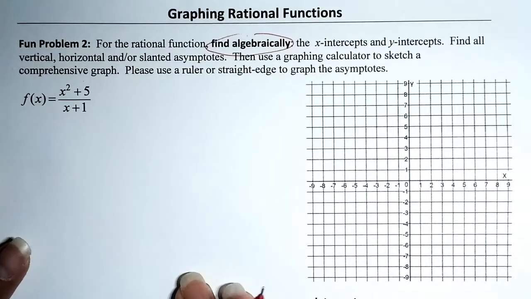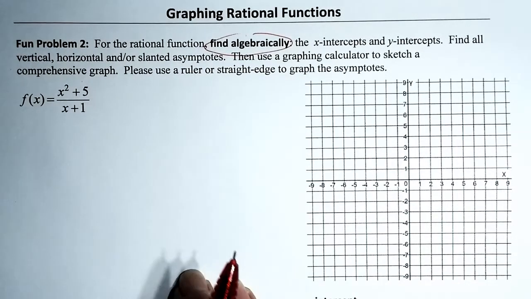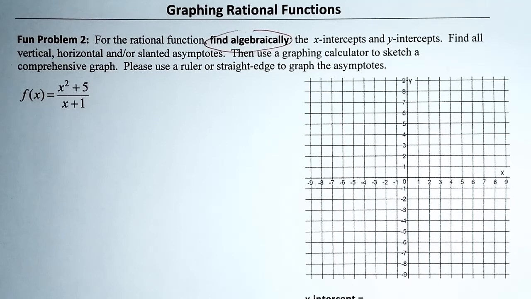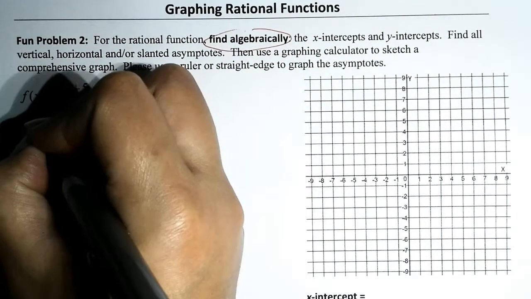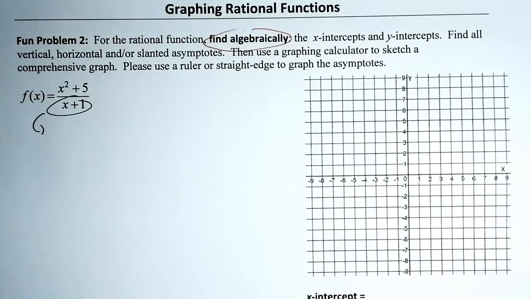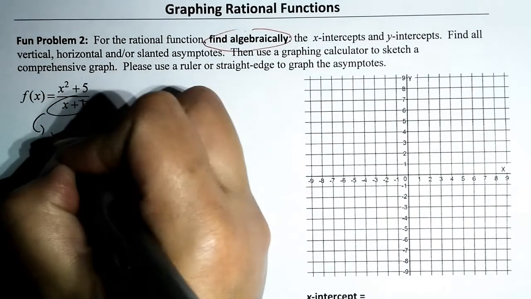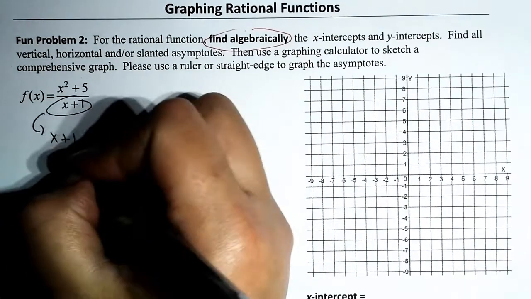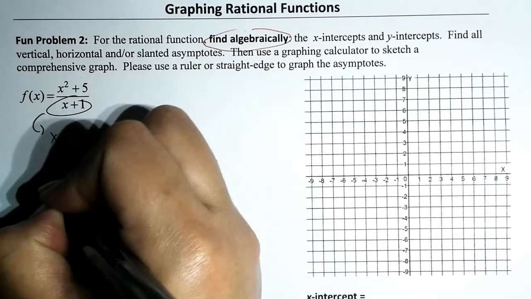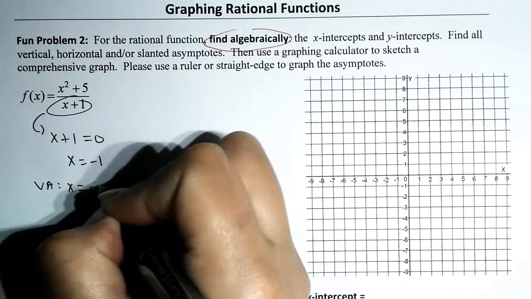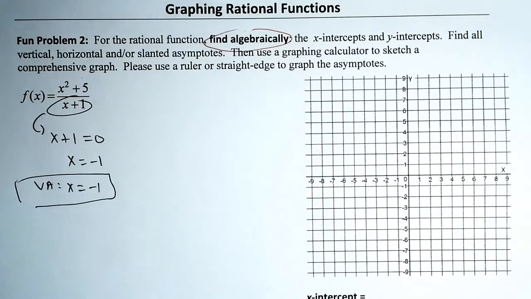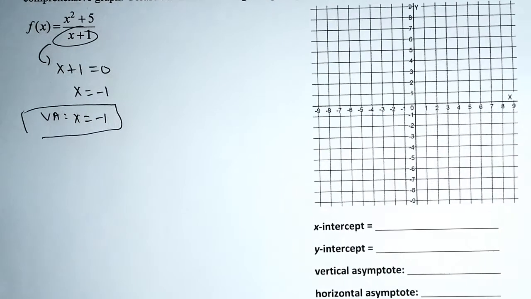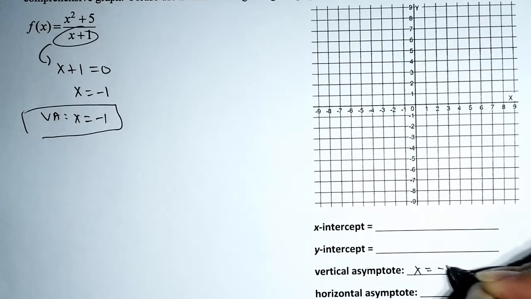First thing I like to do is find the vertical asymptote. I don't know why, I'm just drawn to that. To find the vertical asymptote, remember from a previous video we ask ourselves what makes the denominator equal to 0. The denominator is x plus 1. We set that equal to 0, and subtracting 1 from both sides gives x equals -1. So the vertical asymptote is given by the equation x equals -1. Let's lock in our full credit.